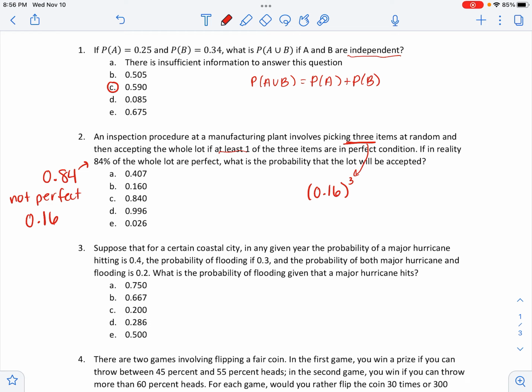And so this is the probability that none are perfect. So to find the probability of at least one, I do 1 minus this probability. So 1 minus the 0.16 to the 3rd power, and we get 0.996, so our answer is D.